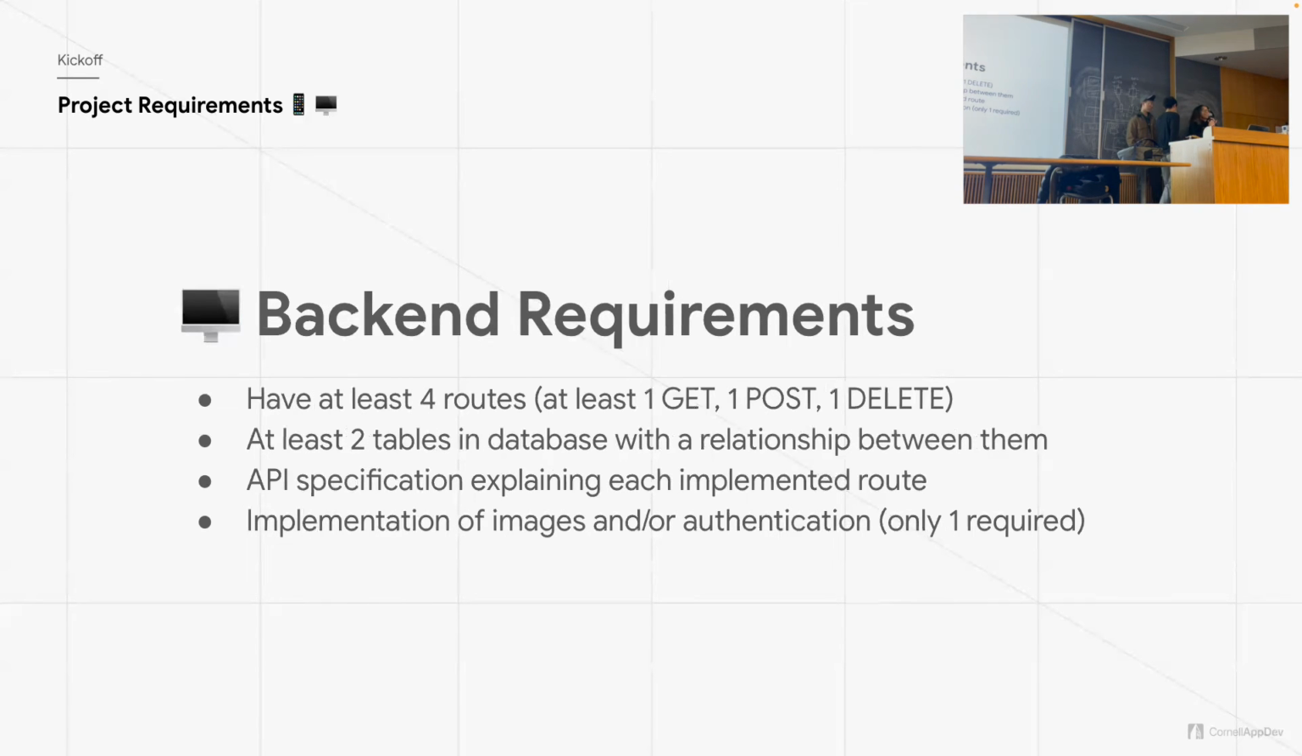Hi, everybody, again. For backend, pretty basic. We have 4 routes implemented, so at least one being a get request, a post request, and a delete. At least 2 tables in your database file with one relationship between them, so that's either one-to-one or many-to-one. And lastly, an API spec basically explaining why you implemented each route. It doesn't have to be anything intense. An example will be provided to you as to what's expected.